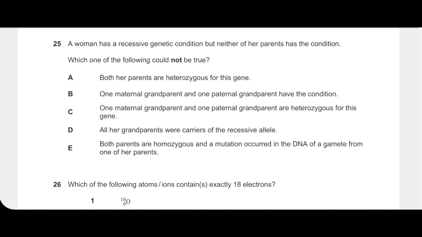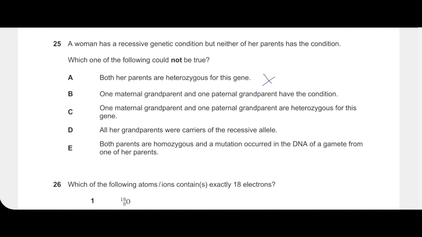Which one of the following could not be true? And they've given 5 statements, A to E, that we need to evaluate. So, statement number 1, both her parents are heterozygous for this gene. That can be true, so we need to eliminate that. This is because them both being heterozygous can mean that she could have the gene.